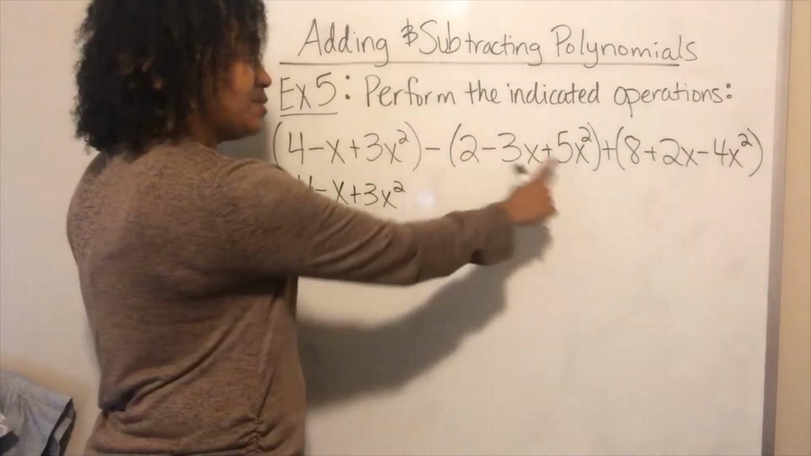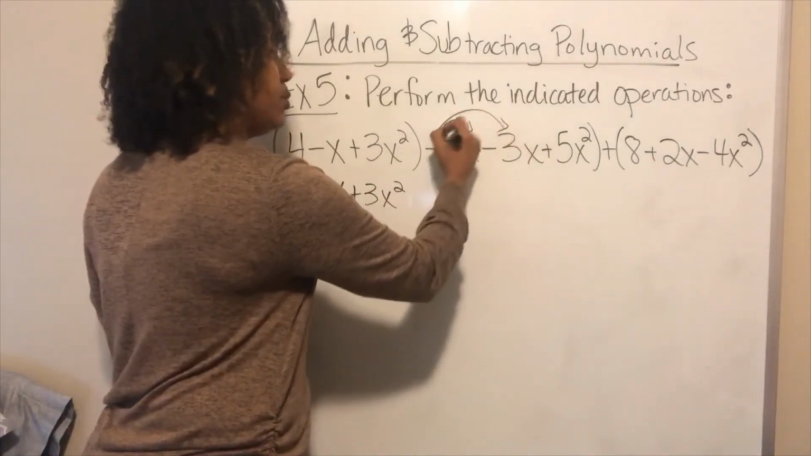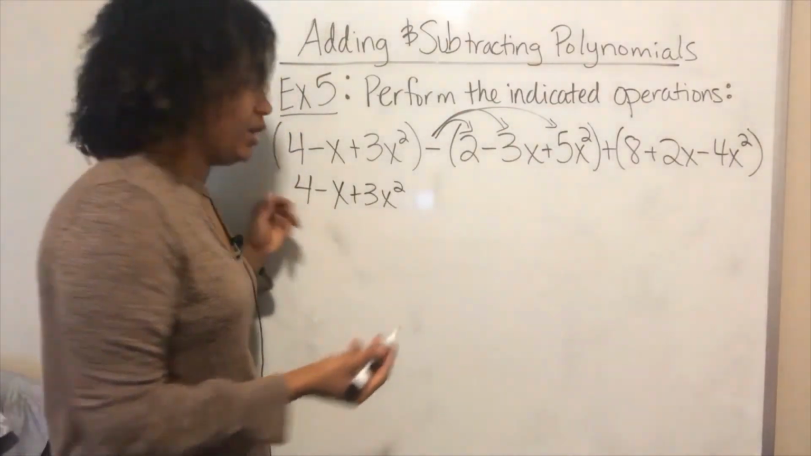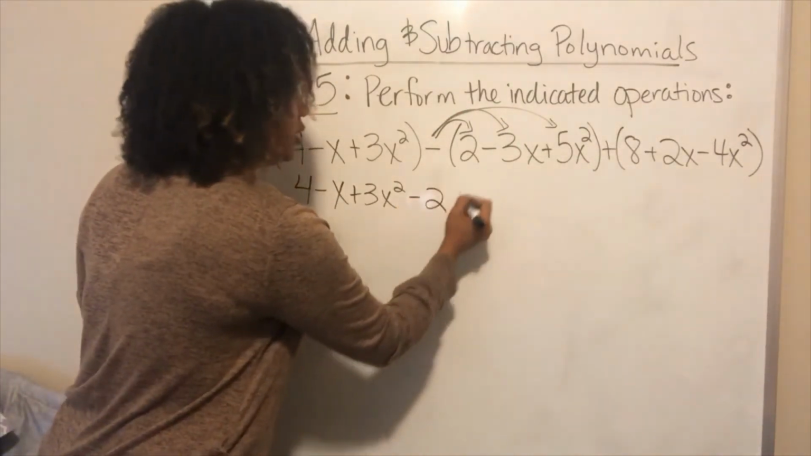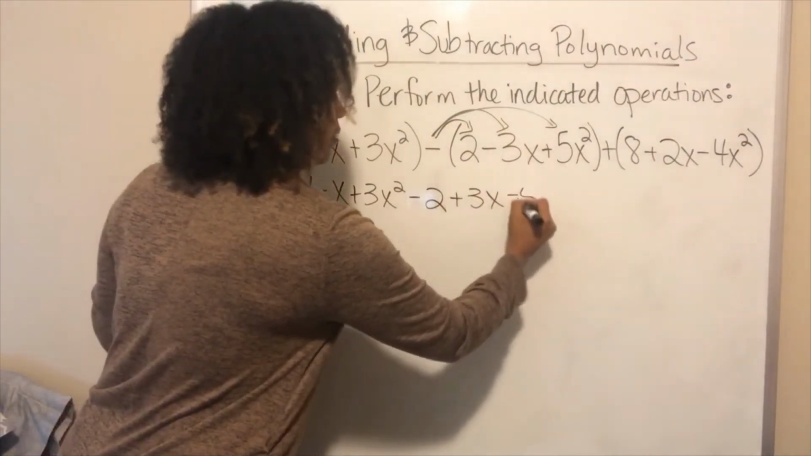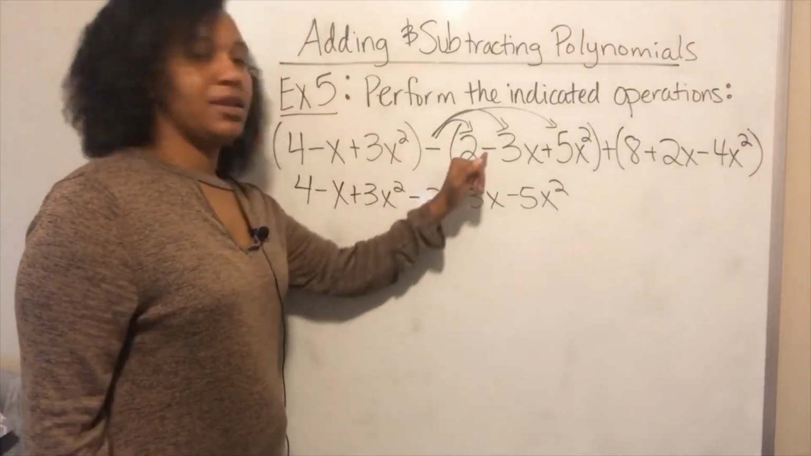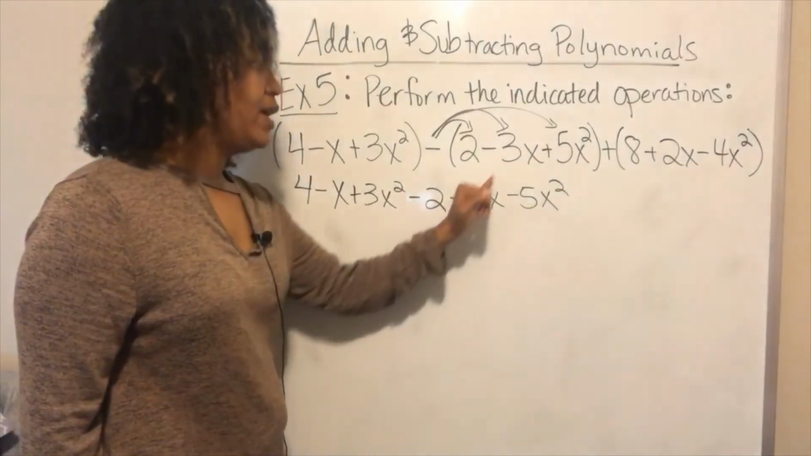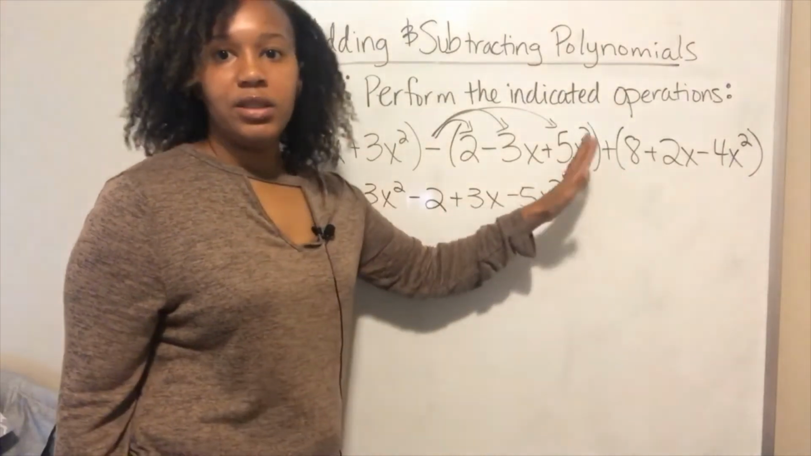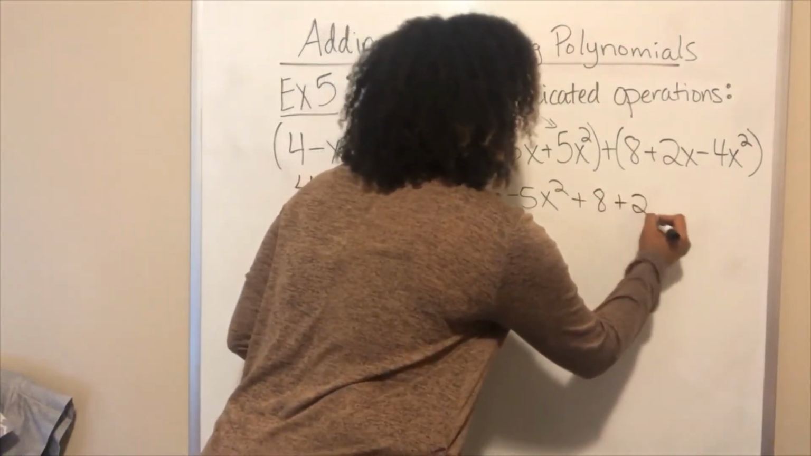Now here this is minus, so in order to drop the parentheses, I would need to distribute the negative. So this will become a minus 2, so I'm changing the signs of everything in here, plus 3x and a minus 5x squared. So this was positive, is now negative. This was negative, is now positive. And this was positive, is now negative. This has a plus sign in front of it, so there's no need to change the signs. I could just drop the parentheses here.